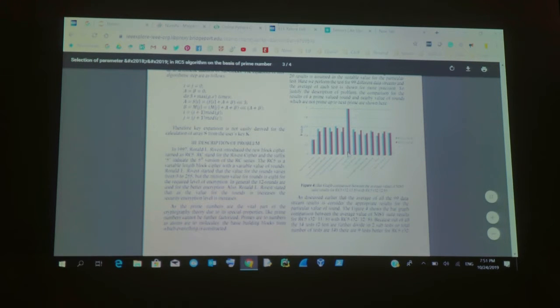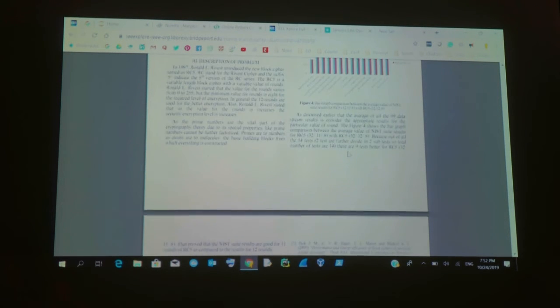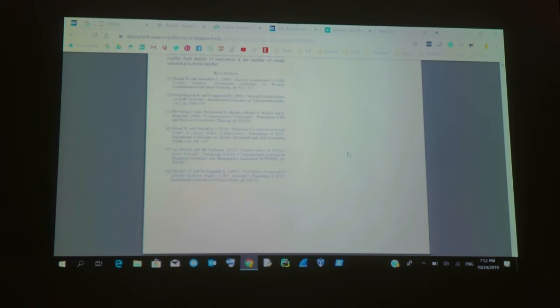It says bar graph comparison between the average value of NIST suite results for RC5. And this figure says bar graph comparison. So he compared it with the standard and saw how much improvement happens. Alright, so simple. How many pages? 5 pages, 6 pages, but there is an idea, there is a simulation, there is understanding of the problem, okay?